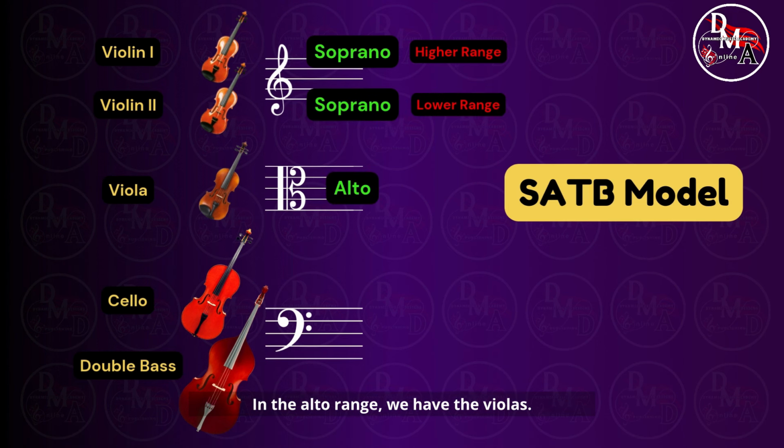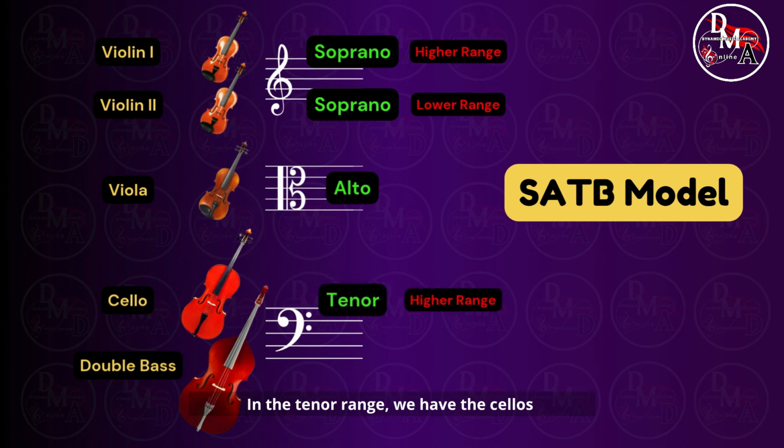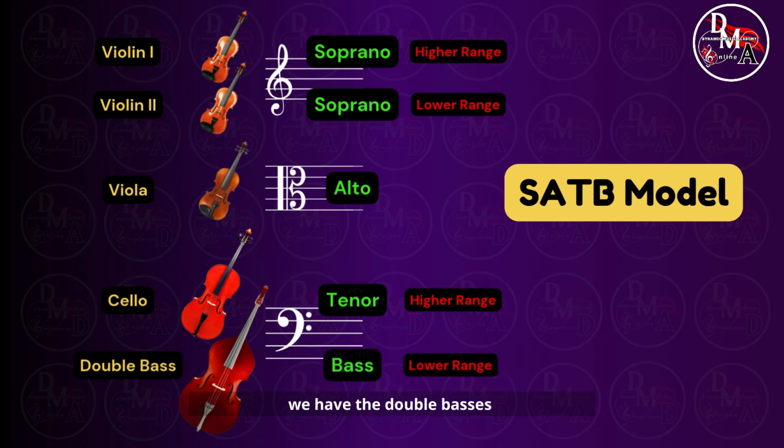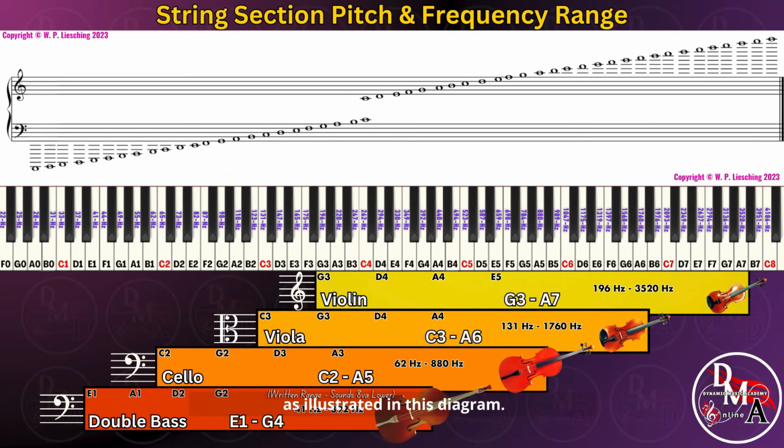In the alto range, we have the violas. In the tenor range, we have the cellos occupying the higher bass clef range. And in the bass range, we have the double basses occupying the lower bass clef range. Keep in mind that there is a natural overlap between the various ranges as illustrated in this diagram. This pitch and frequency range diagram emphasizes that when composing or arranging for any musical instrument, you cannot notate music higher or lower than the range for which the instrument was designed.